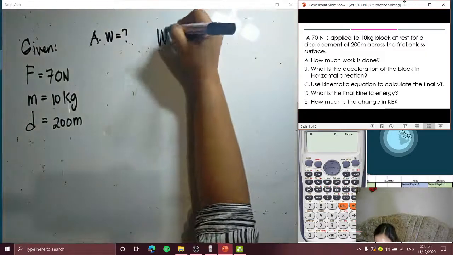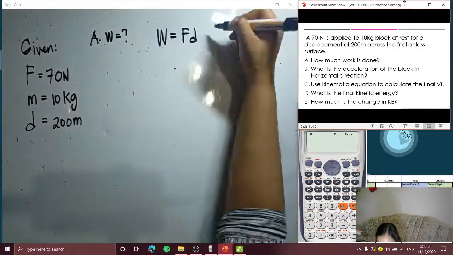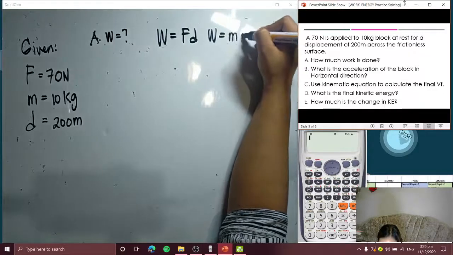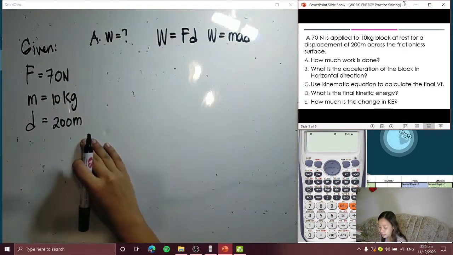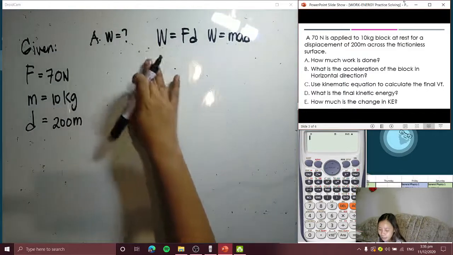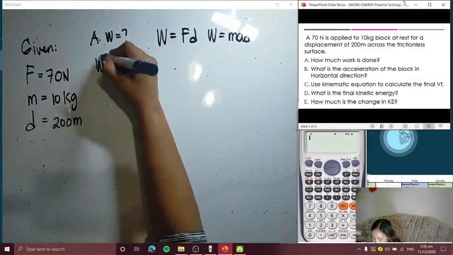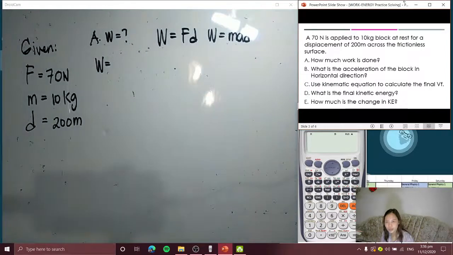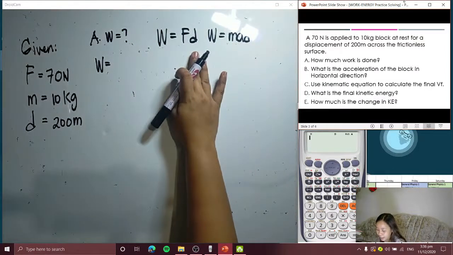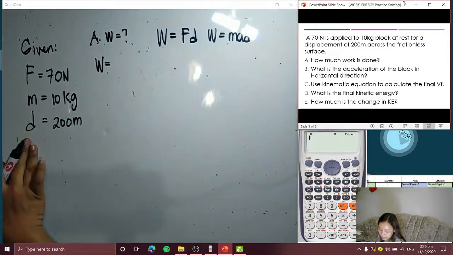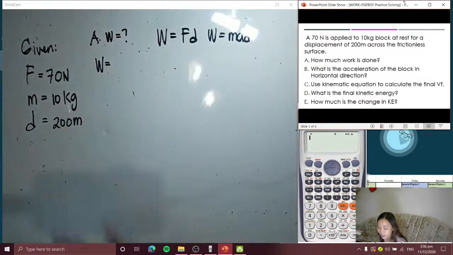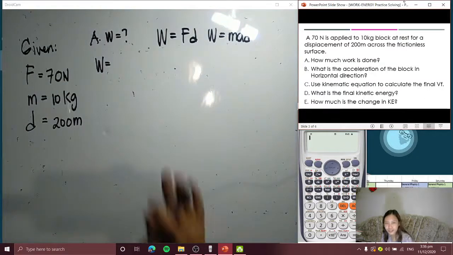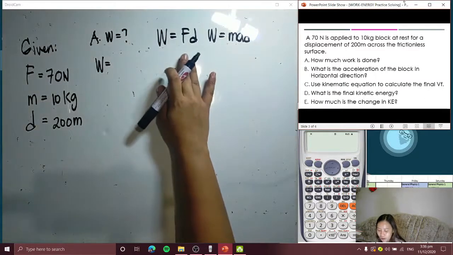Okay, so we have two formulas. Now by taking a look at our given, we have the force, the distance, and the mass. In looking for the amount of work, the best equation for us to use is work is equal to FD, because we already have force and distance. If we use the second equation, we don't have the acceleration. So let us try to solve for work using our first equation.